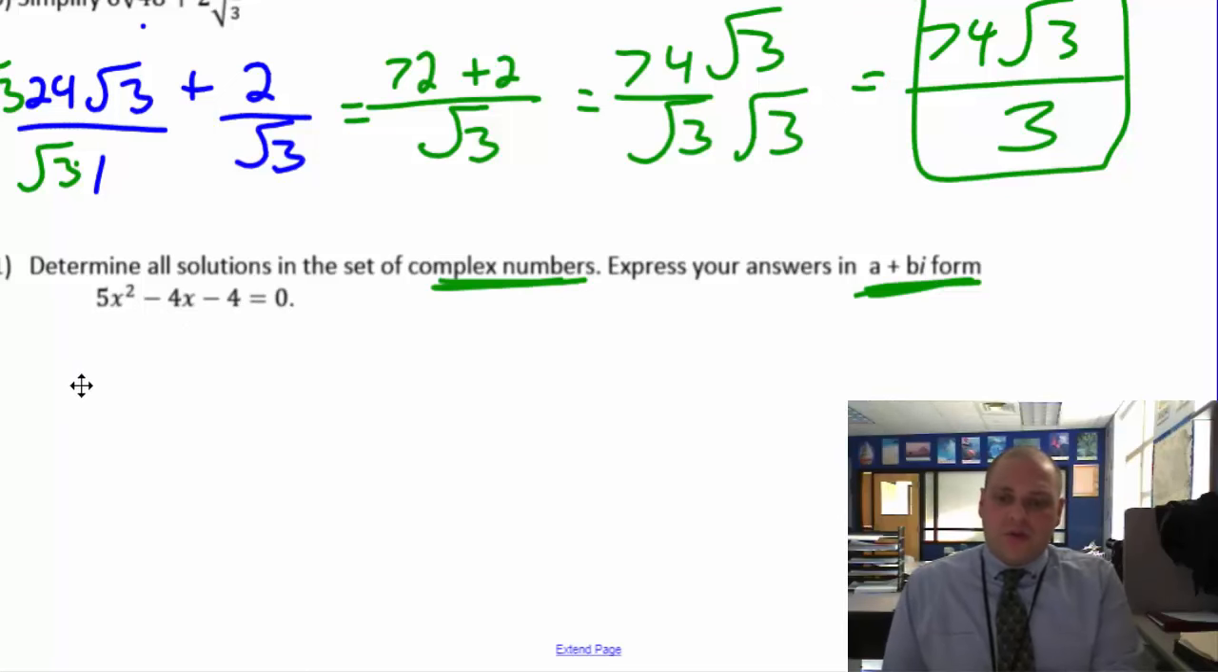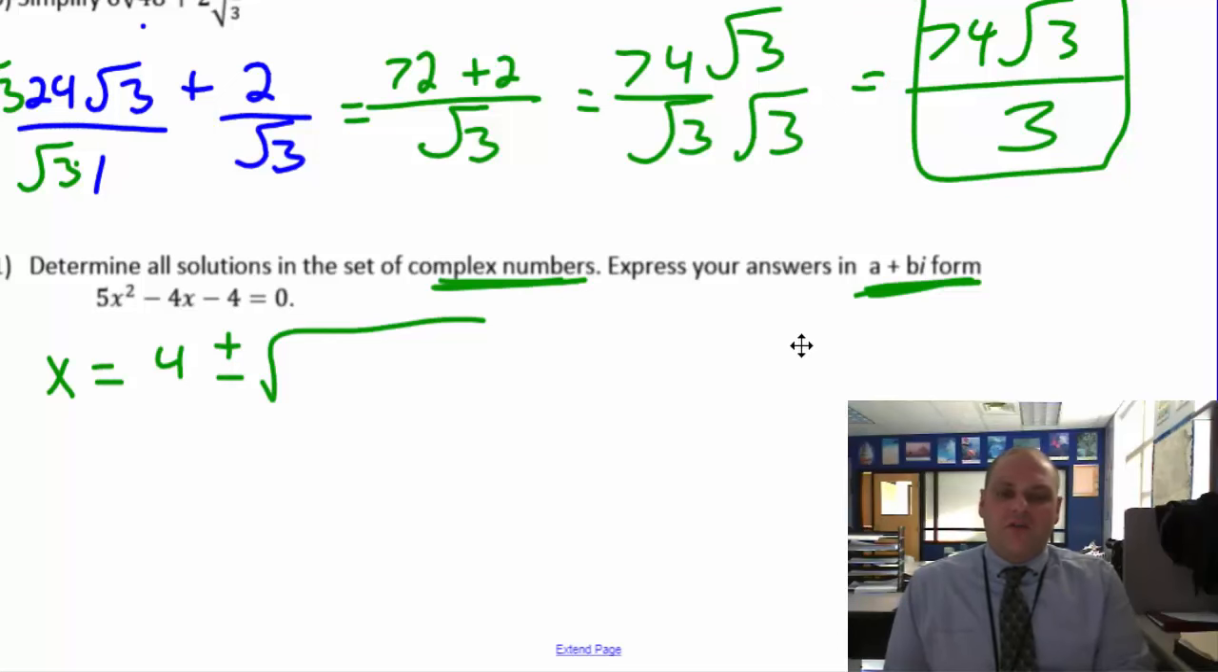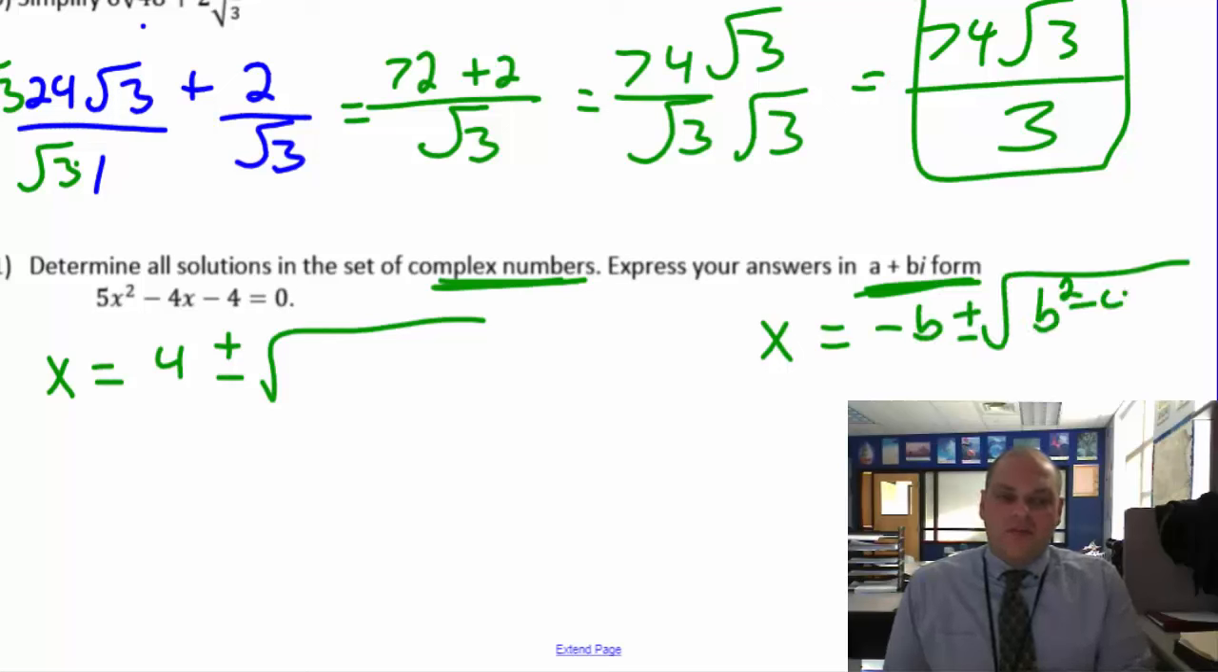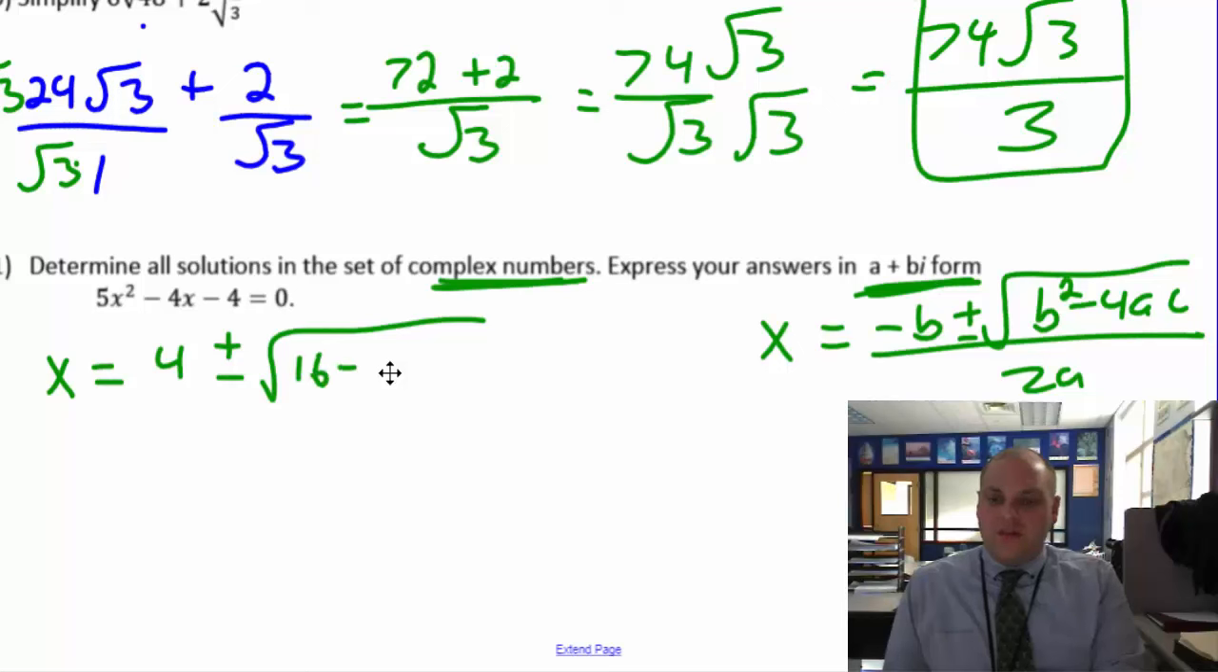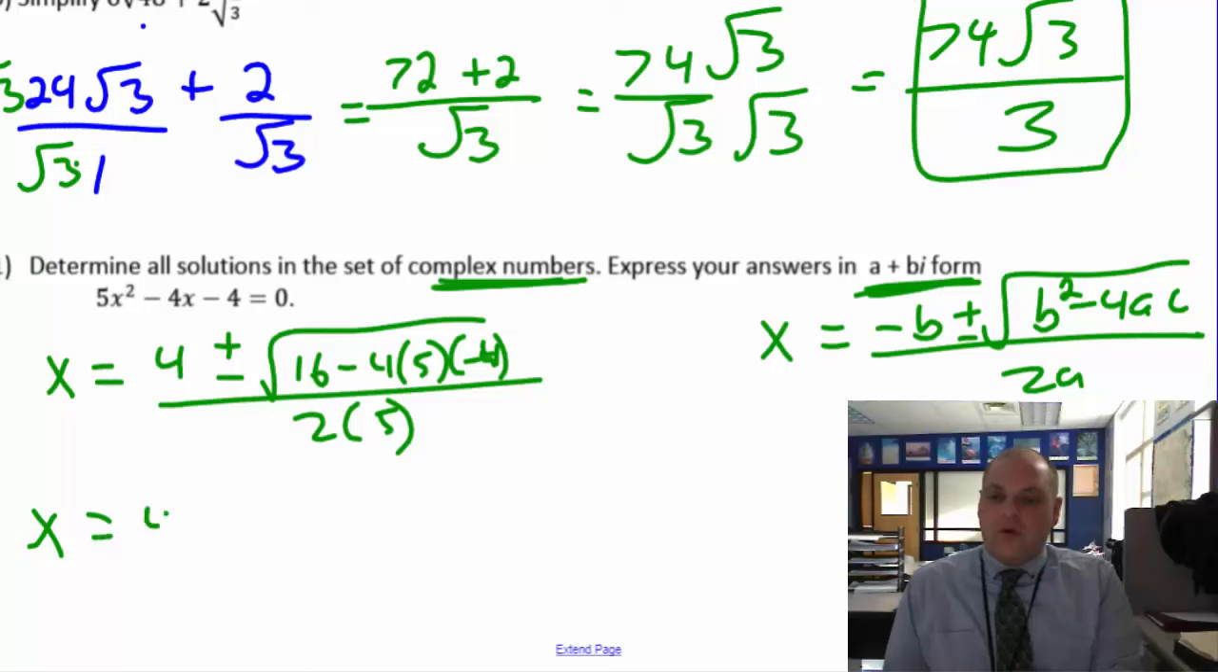How would you solve this? You would just use the quadratic formula. This is really just practice in solving using the quadratic formula. Let me write this out for you guys, because you guys are always like, I don't know it. Negative b plus minus square root of b squared minus 4ac over 2a. All right, so I'm plugging in b squared would be 16 minus 4ac. That's negative 4 over 2a.